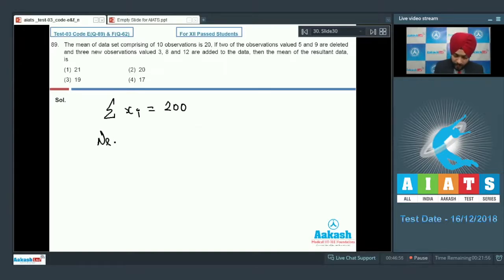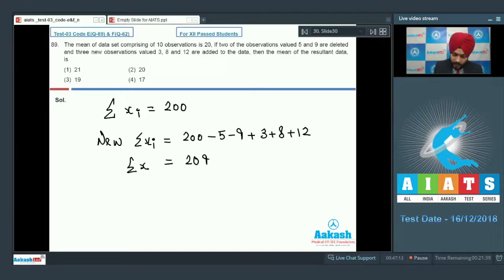New sigma xi will be 200 minus deleted ones and adding the new observations. 23 minus 14 is 9. So 209. Students, pay attention. New sigma xi is 209.